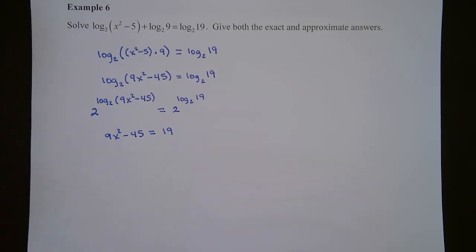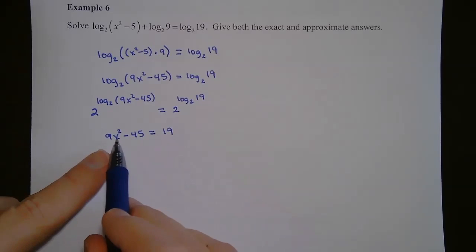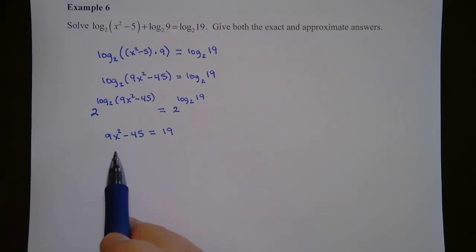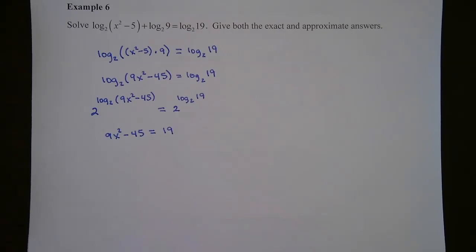Now, I want to talk about two different approaches we could take to this. This is a quadratic equation, and there are two approaches. One is, since I only have x squared, I could get the x squared by itself and then use square roots to solve it. That's one possible way, and that's the way I'm going to do this one. But I want to make it really clear there's an alternative way of doing this.